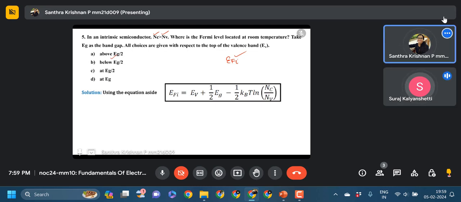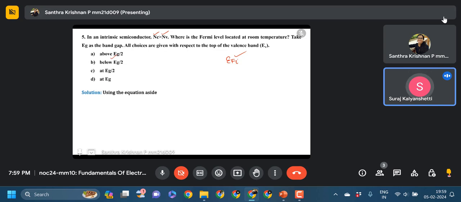So here I can see an equation. One second. Intrinsic semiconductors. Yeah, there is one equation. EF. Where is this equation?